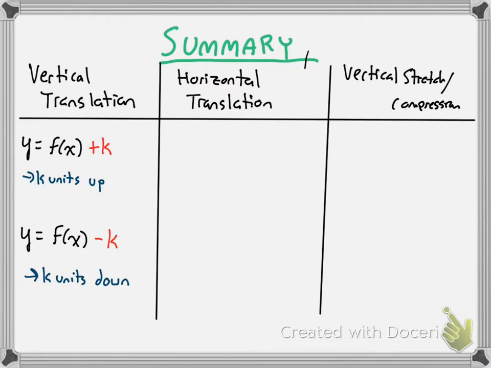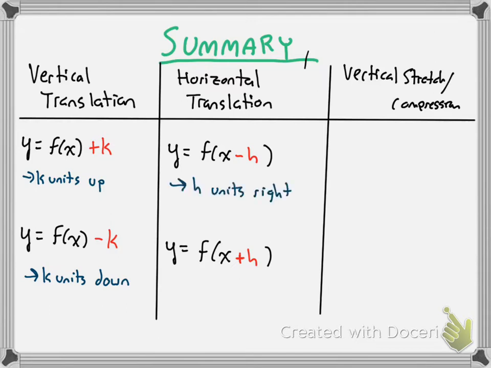Horizontal translation gets a little bit more tricky. So I could have y equals f of x minus h or y equals f of x plus h. So here I'm doing the unit on the x value. That makes it a horizontal shift. If I have something like y equals f of x minus h, that actually is going to shift the function h units to the right. Oppositely, f of x plus h will shift to the left.